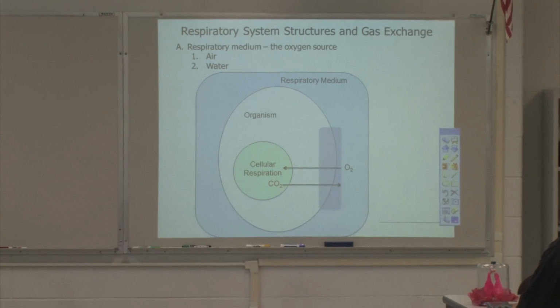If we look at the amount of oxygen in these 2 sources, in these 2 respiratory mediums, per unit volume, air has significantly more oxygen than water does. And when we look at water itself, the warmer the water, the lower the oxygen concentration by volume. Also, the saltier the water, the lower the oxygen concentration by volume. And so this presents some unique challenges for aquatic animals as compared to terrestrial animals. And we'll talk about how the aquatic animals work to overcome this challenge.